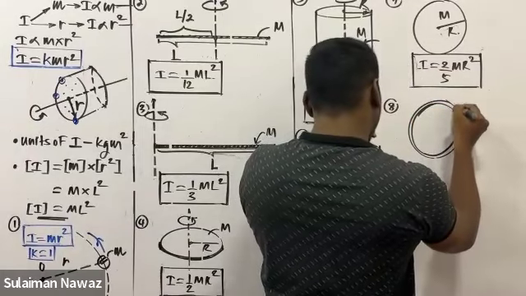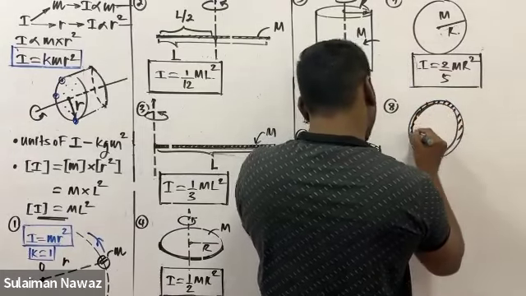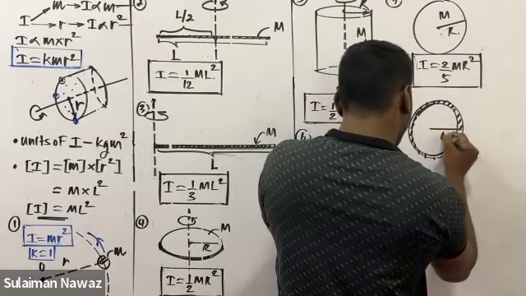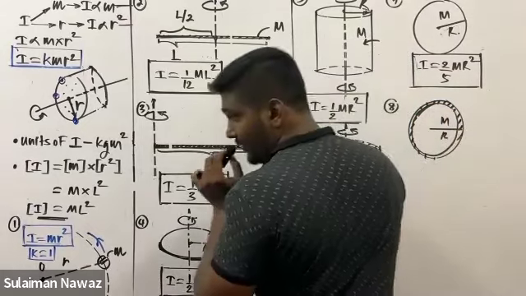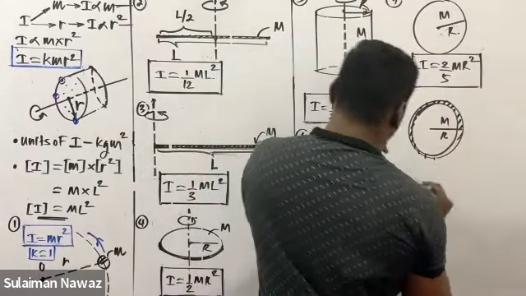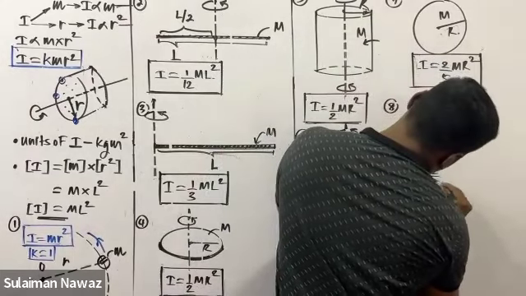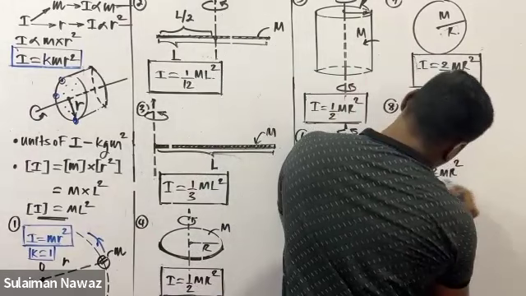Okay, a very thin hollow sphere. Now mark and draw this as very thin. Radius capital R, mass capital M. In this case, the equation will be 2 over 3 MR squared. I equals 2 over 3 capital M capital R squared.